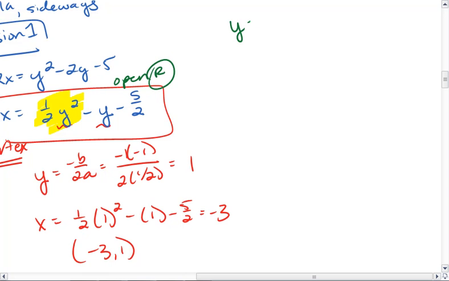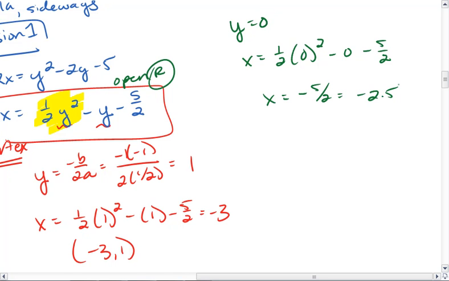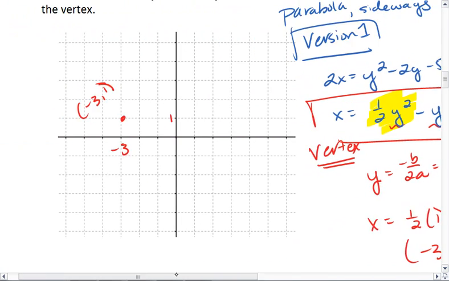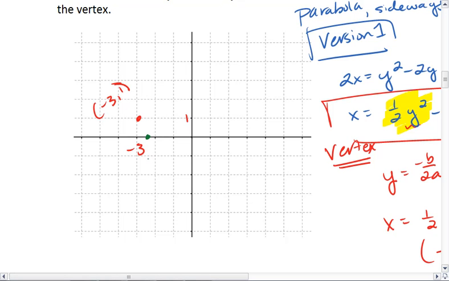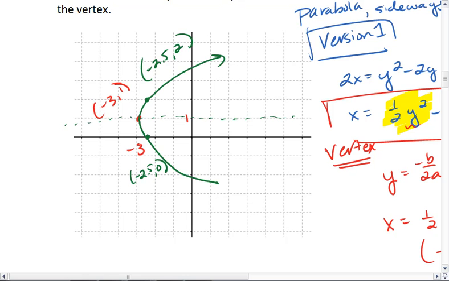Let's say that y is 0. This means that x is 1/2 times 0 squared minus 0 minus 5 halves, which gives me x equals negative 5 halves, or negative 2.5. So I get the point negative 2.5, 0. Come back over to my graph. I get negative 2.5, 0. And then I have its reflection up here, because I do have a line of symmetry through the vertex. So I also have the point negative 2.5, 2. And that gives me the graph of my parabola.